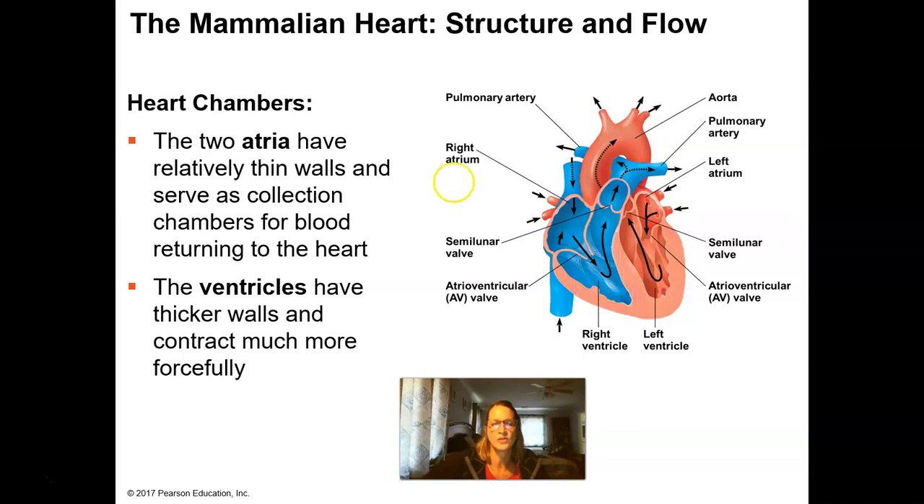The ventricles are pretty muscular, and they are thick. They have really heavy contractions, and those ventricles, they're down here, one right here, one right here, are used to pump the blood out of the heart, okay? So they contract a lot more forcefully than the atria do. Atria are for collecting blood, and the ventricles are for pumping the blood out of the heart.